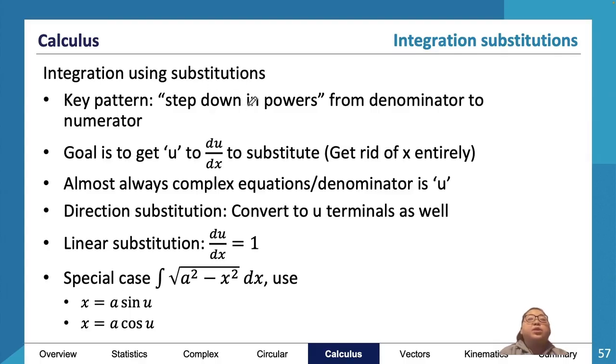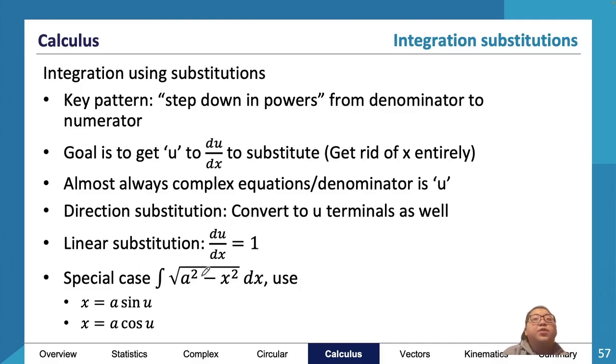If you want to use integration by substitution, you step down in powers from the denominator and numerator. The goal is to get u and du/dx in your function and to get rid of x entirely. Almost always your denominator or your complex part is going to be u, and then you convert all the terminals to u as well, so you can directly substitute. A linear substitution is just du/dx equals 1.